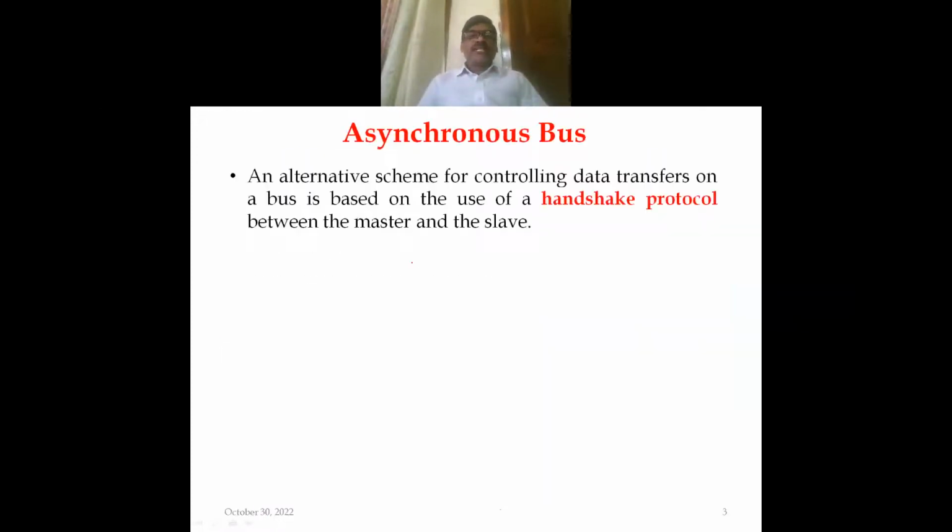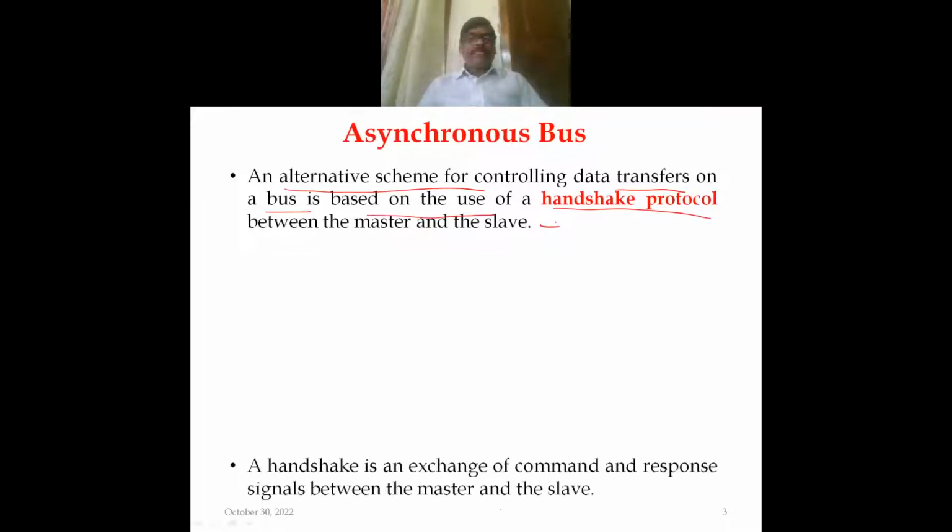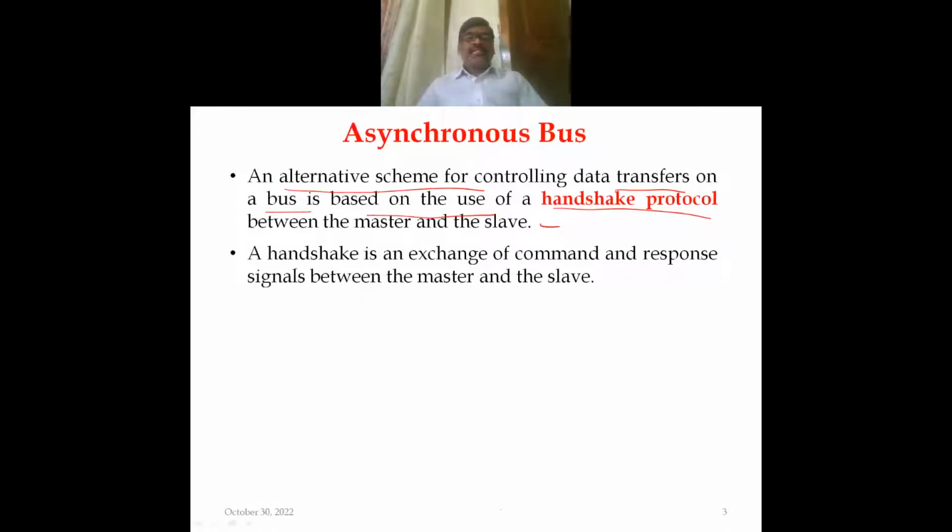So what is meant by asynchronous bus? This is an alternative scheme for controlling of data transfer on a bus, which is based on the use of handshake protocol between the master and slave. So a handshake is an exchange of command and response signals between the master and the slave. So this is what handshaking is.